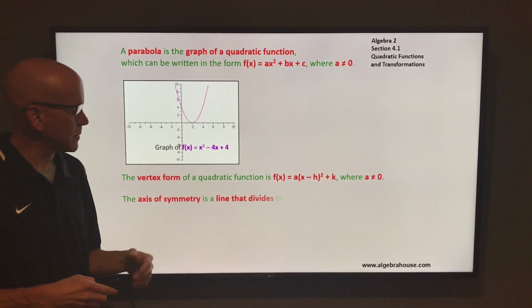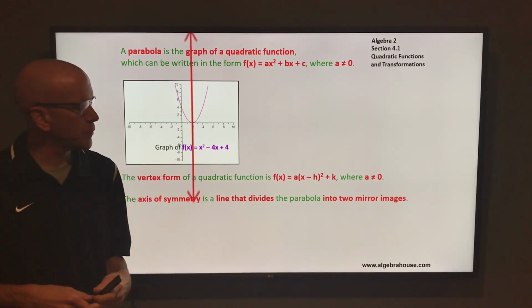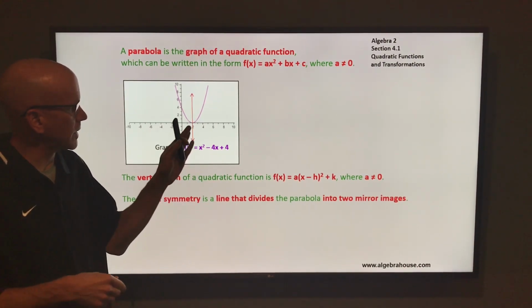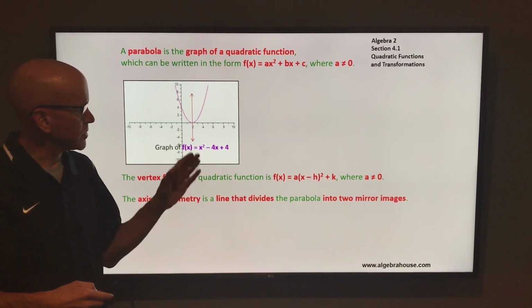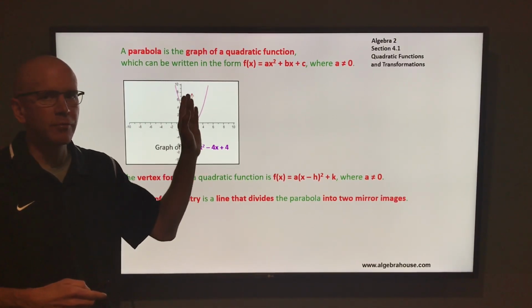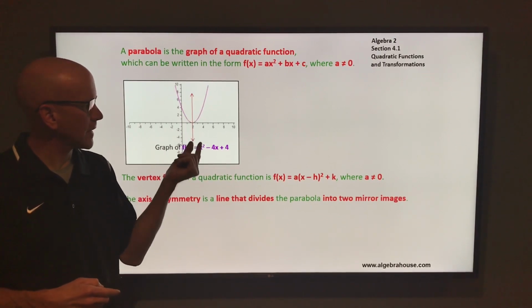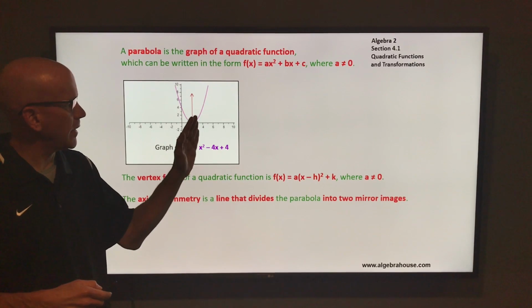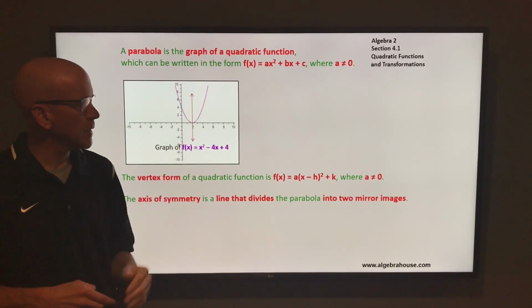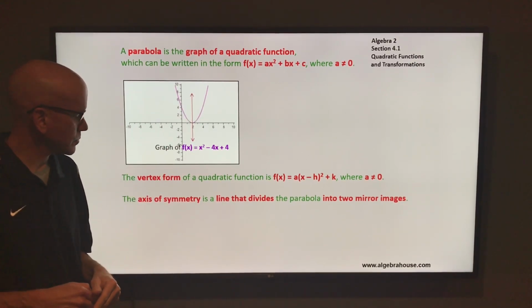The axis of symmetry is the vertical line that goes directly through the vertex of the parabola. It divides the parabola into two mirror images. So it's an imaginary line that goes directly through the vertex. Now when we graph a parabola, it's not going to be part of the graph, but you have to know that it is there. It's the vertical line that divides that parabola into two mirror images.